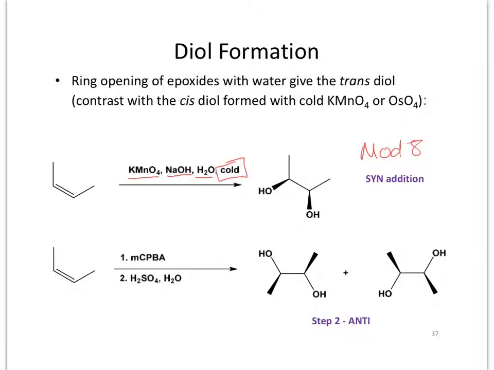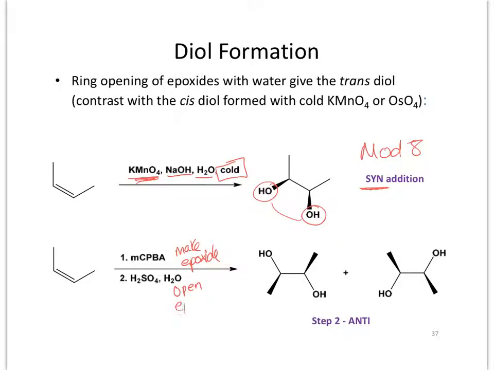They both worked the same way, where they had two oxygens, two OHs coming from the same molecule, in this case the MnO4, and it added in a syn fashion. So the two oxygens added to the same side of the alkene because they were coming from the same molecule. We now have a new way of forming a diol. It is in 2 steps, and it involves first making an epoxide and then opening the epoxide.